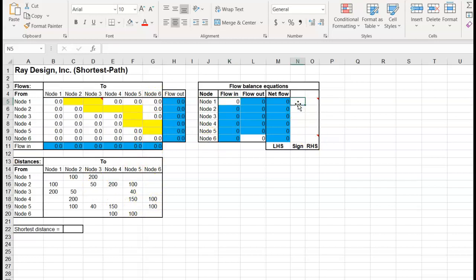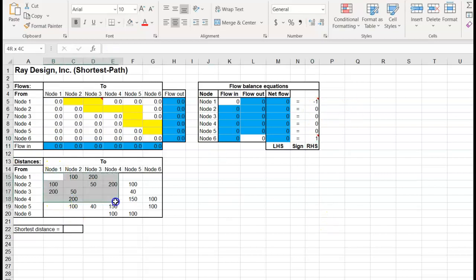So now we're going to add the sign as well as the right hand side values for these net flow equations. We know that for the first node, which is node number 1, and that's our origin node, we force it to be -1. The remaining 4 nodes are transshipment nodes, so we force it to be equal to 0, and finally for the demand node, we force it to be equal to +1.